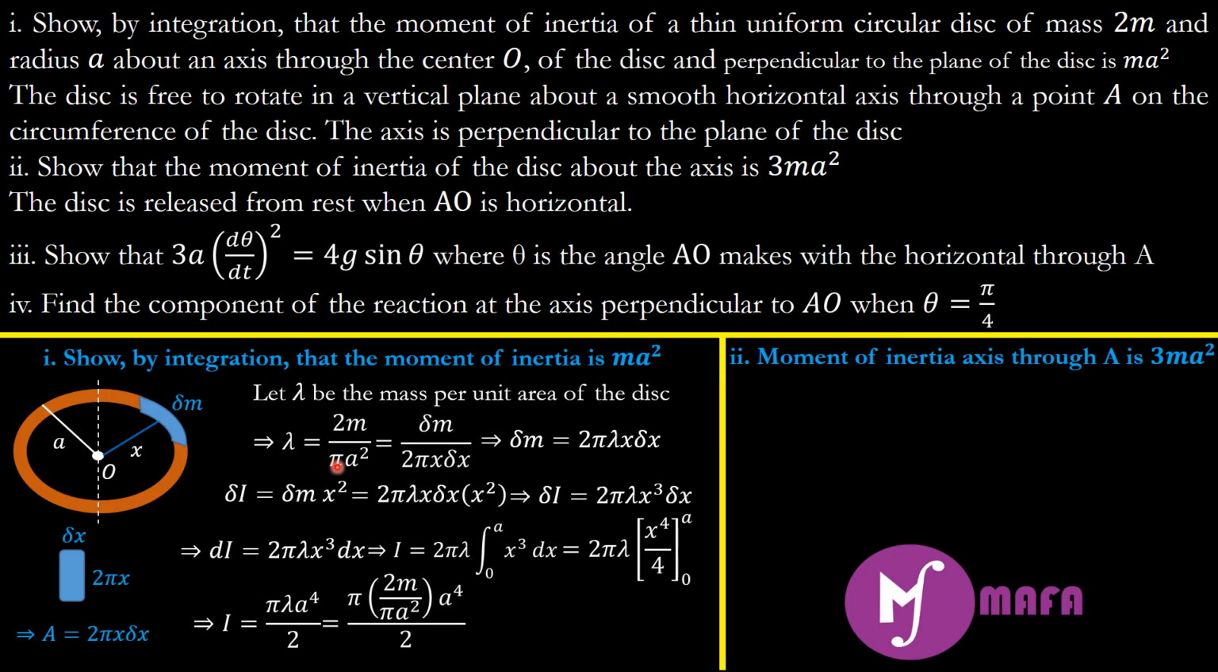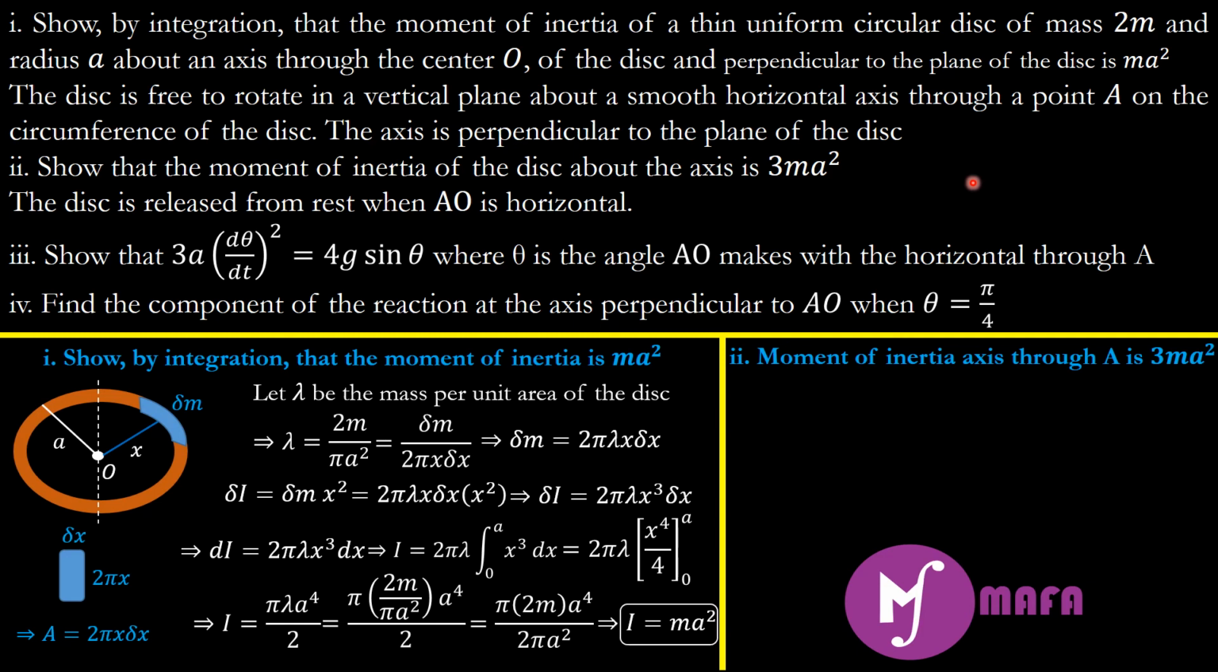The area of the disc is pi radius squared. The radius is a. If we simplify perfectly, we are going to arrive at the proof that the moment of inertia of this disc about the axis passing through the center and perpendicular to the plane of the disc is ma squared. Now the next question is asking us to prove that the moment of inertia of the disc about an axis through A is 3ma squared.